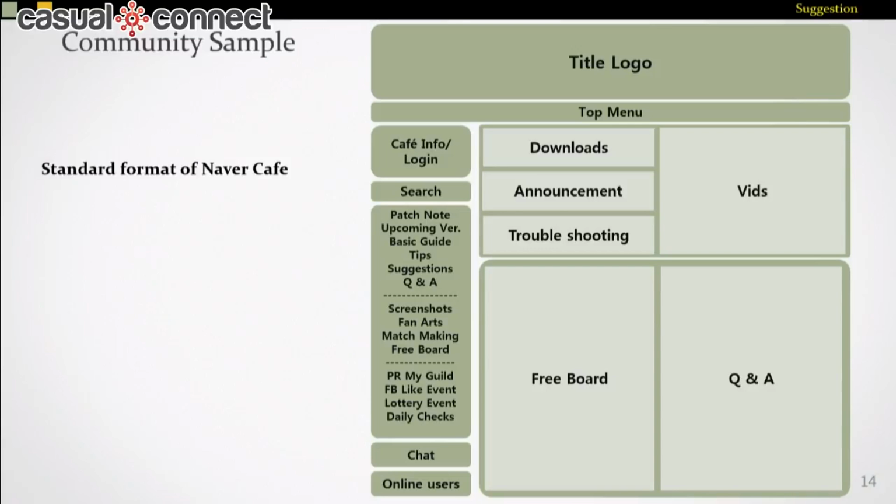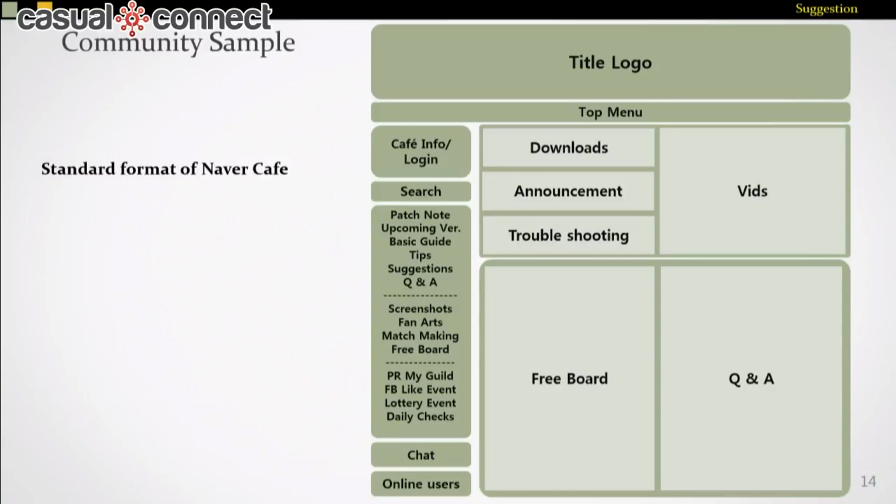If you take a look at the menu side, patch note, upcoming version, basic guide, tips, suggestion, Q&A, those are part for the community, the customer support. And below that, screenshot, fan art, matchmaking, freeboard, that's for the community. And below that, there is an event section, that's for event hosting. Which means that in Korea, community not only works as a community, but works as an operation center.